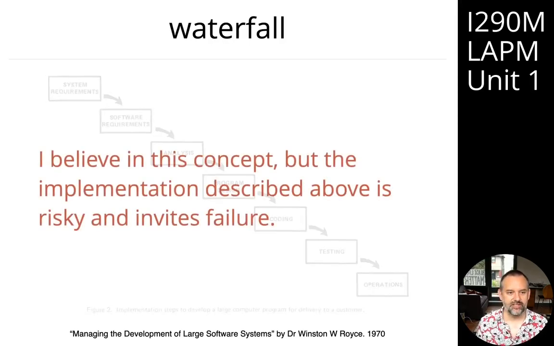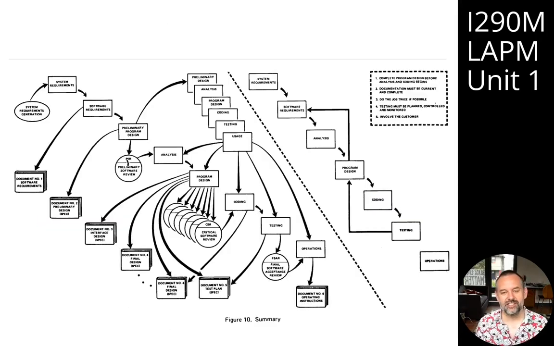I believe in this concept, but the implementation described above is risky and invites failure. So already at the beginning of Waterfall, we have people talking about it, discussing the potential drawbacks. Royce goes on in the second half of the paper to describe an approach that he thinks makes more sense. And the final diagram is actually a lot more sophisticated than a waterfall proponent might make you think.